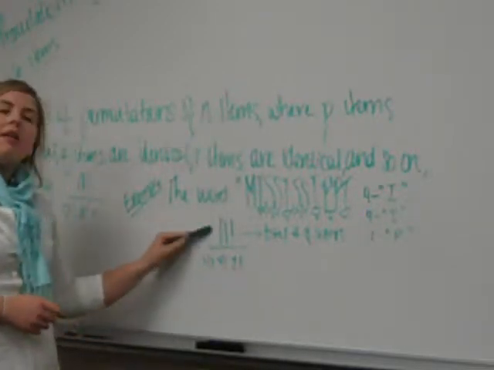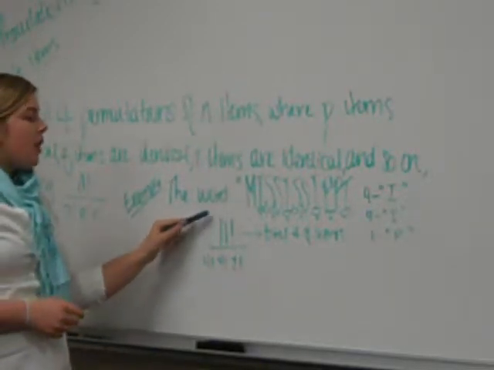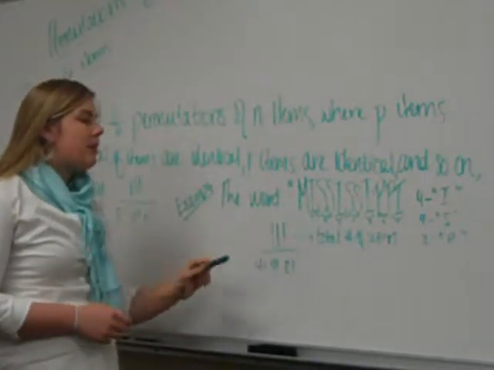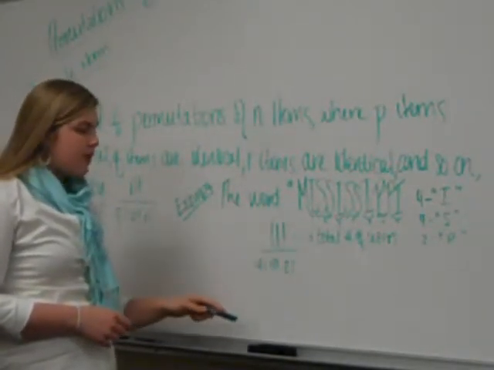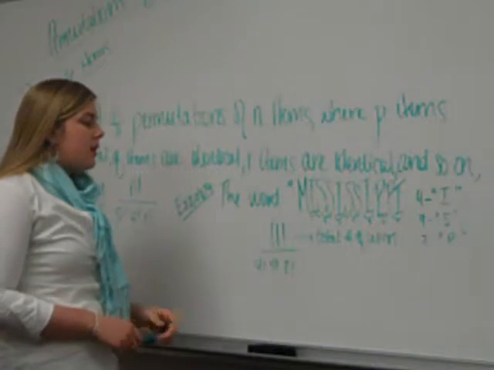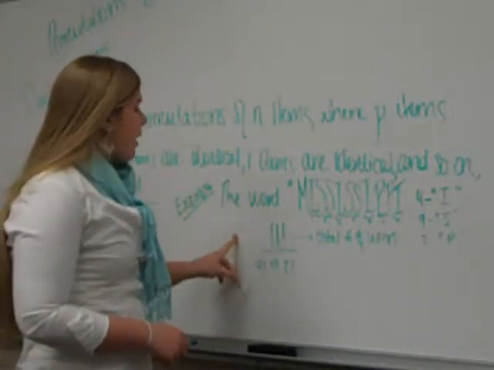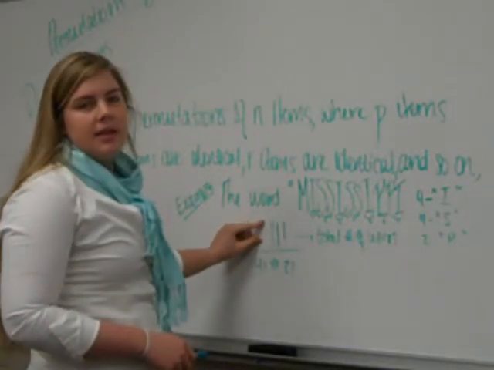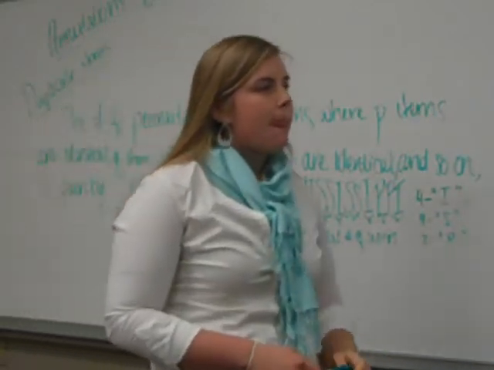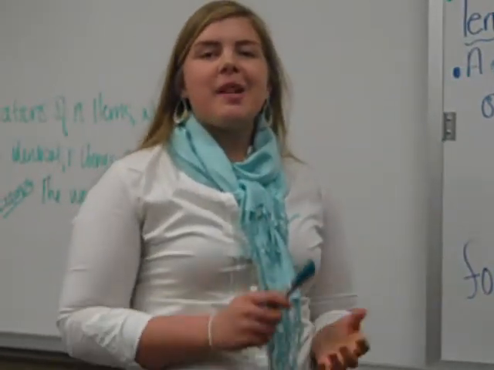The total number of letters that you have is 11, so you'll have 11 factorial over the repeating numbers that you have. So you'll have 4 factorial, 4 factorial, and 2 factorial. You'll type this into your calculator with parentheses. Don't forget parentheses around the top and the bottom. And that concludes 11.1 and 11.2.